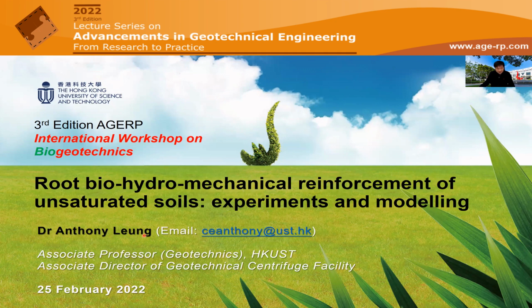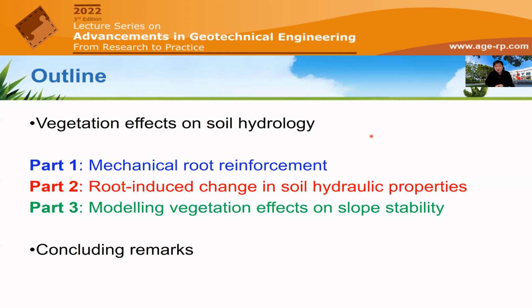As the organizer introduced, I'm working at HKUST, the Hong Kong University of Science and Technology, and this is the outline of my talk today. First, I will let you know why vegetation matters for soil hydrology, particularly slope stability problems. Then I will split my presentation into three parts, looking at the two major functions of plants from an engineering perspective: mechanical reinforcement and so-called hydrological reinforcement in the first two parts. In the third part, I will try to integrate some state-of-the-art understanding in these two areas to numerically model how plants could stabilize soil slopes, and then come up with some conclusions.